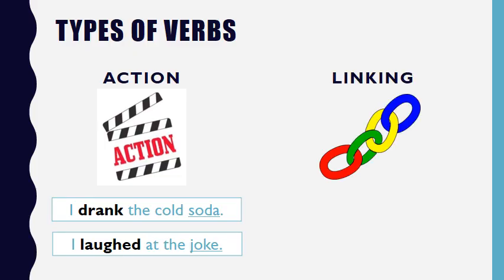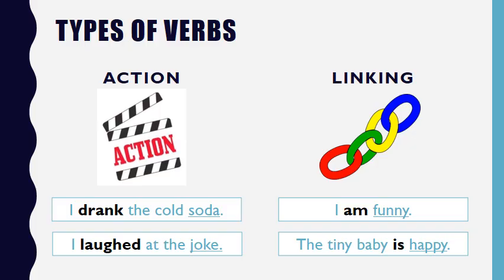The second kind of verb is a linking verb. Unlike action verbs, linking verbs show a relationship between the subject of the sentence and a noun or adjective being linked to it. For example, in the sentence, "I am funny," the word am is the linking verb because it shows a connection or a link to the adjective funny. The same thing occurs in the following sentence. "The tiny baby is happy." Is the linking verb, and it shows the link or connection to the adjective happy.